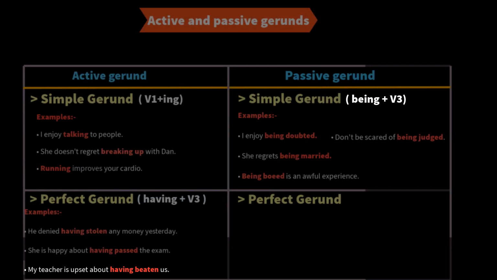My teacher is upset about having beaten us. My teacher is upset about what? Having beaten us. So having beaten is a gerund that's working as the object of the preposition about. My teacher is upset about what? An action that had happened in the past. My teacher is upset about having beaten us. She had beaten us in the past and now she's upset about that.